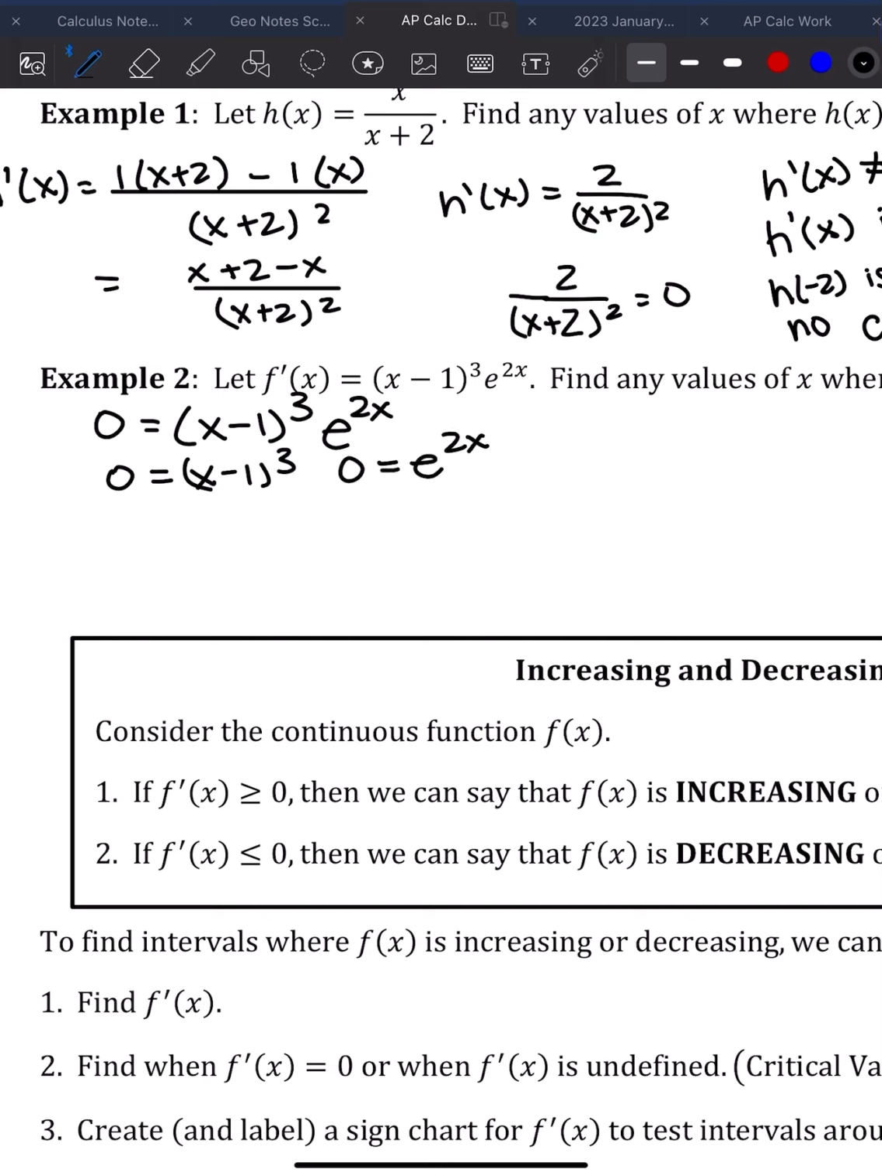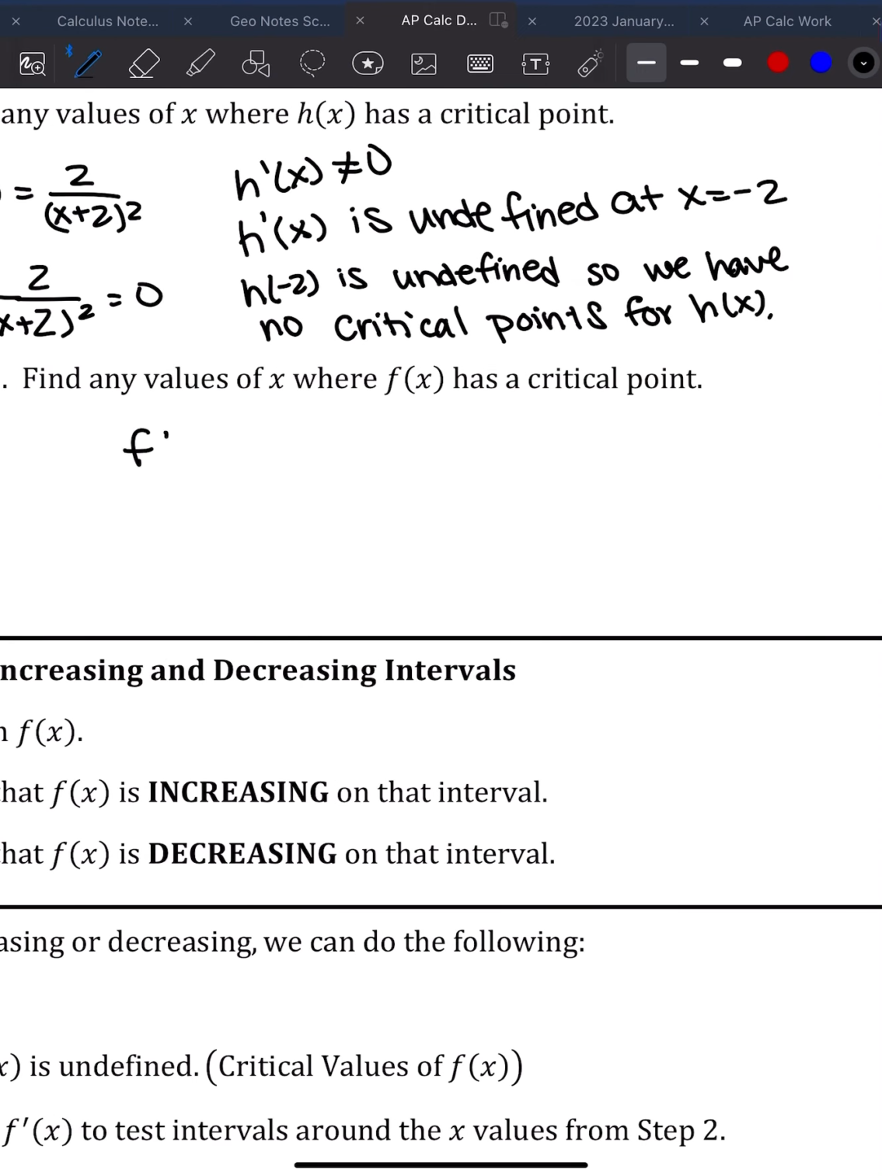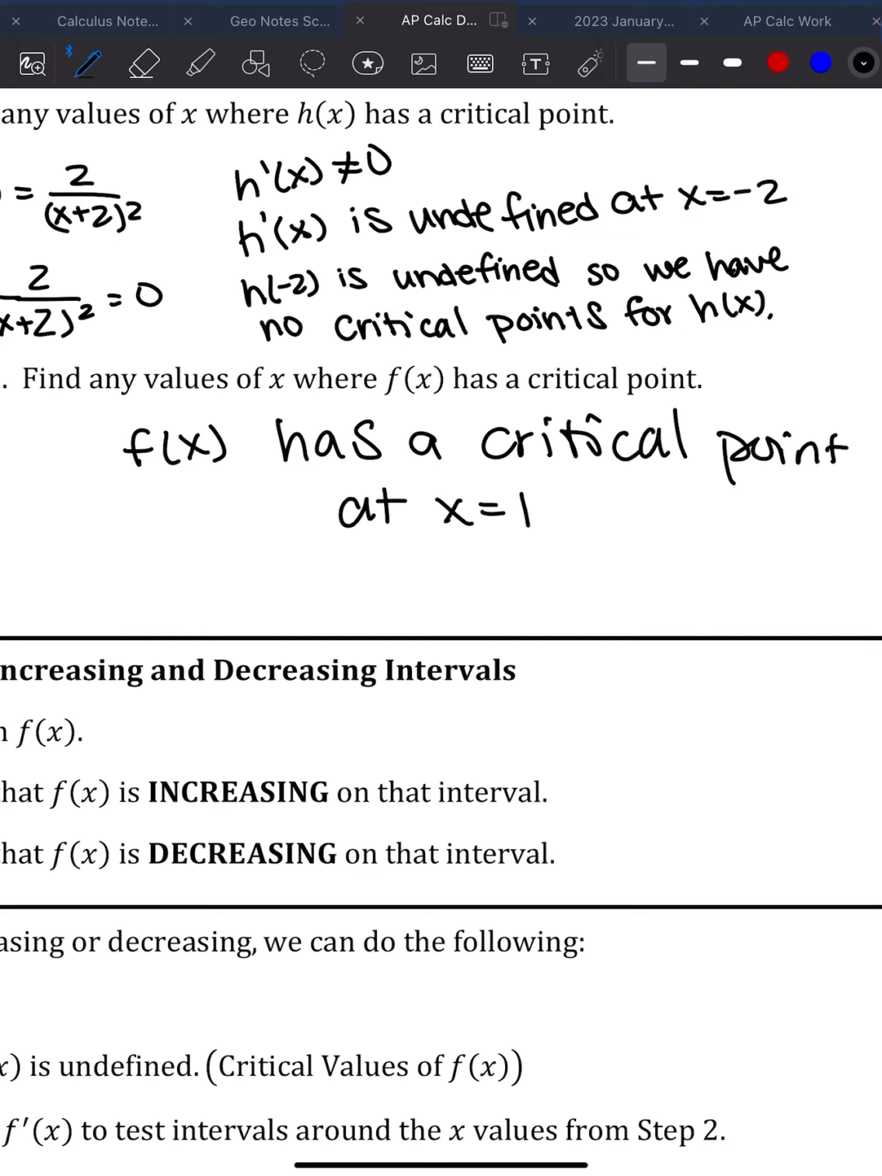One of the things that I can say off the bat is that this is never going to happen. e to the 2x is never going to equal 0, so we can kind of ignore that piece. The thing that's going to make x minus 1 equal to 0 is 1. So if I take the cube root, I get 0 is equal to x minus 1, and 1 is equal to x. So 1 is a critical point for f of x. It's a critical point at x equals 1.